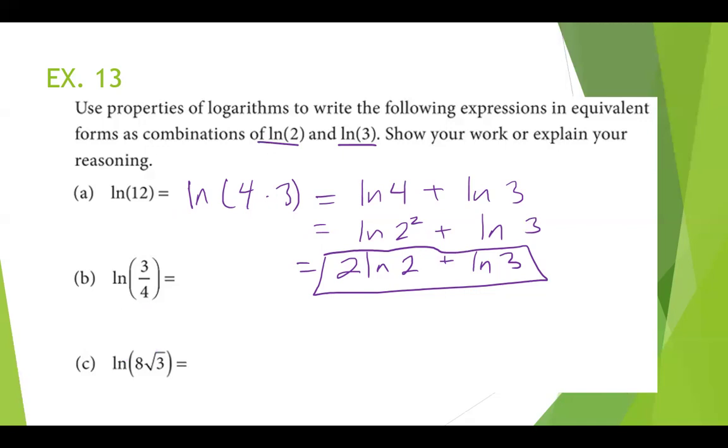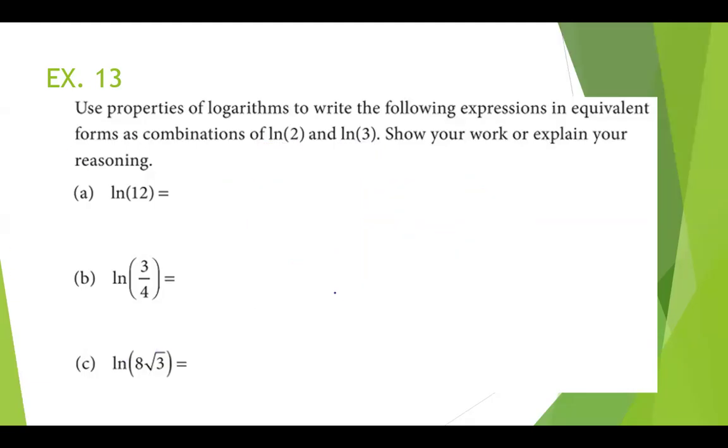Okay. So on B, what operation am I doing? What's happening with B? Nobody can tell me what operation is happening with B. Quotient. There we go. Quotient property tells me that I am subtracting the log of my numerator minus the log of my denominator. So this becomes ln of 3 minus ln of 4. It only wants me to have ln of 2 and ln of 3. So what do I need to do?